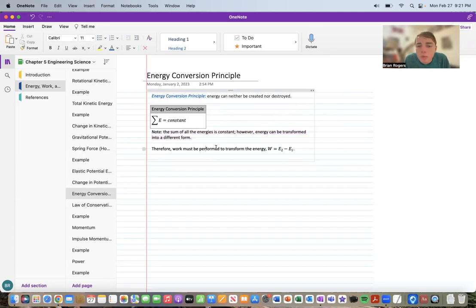And so work must be performed to transform the energy. If we're changing from one form of energy to another, work must be executed or performed in order to change the type of energy, because energy can neither be created nor destroyed.